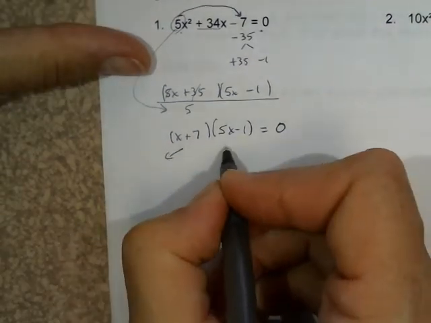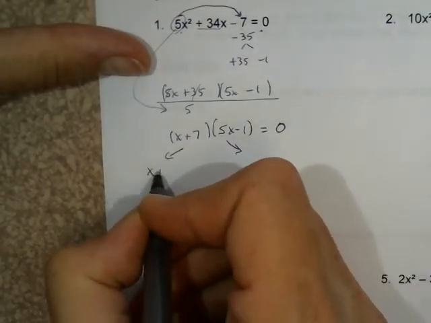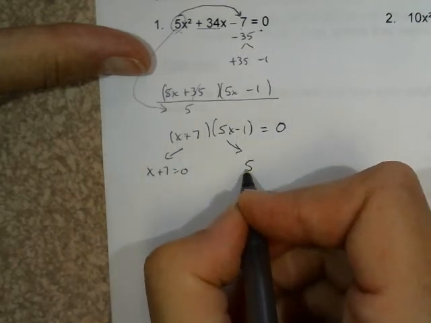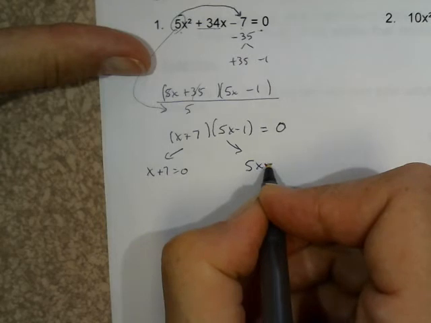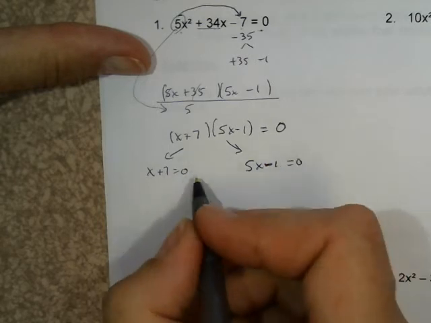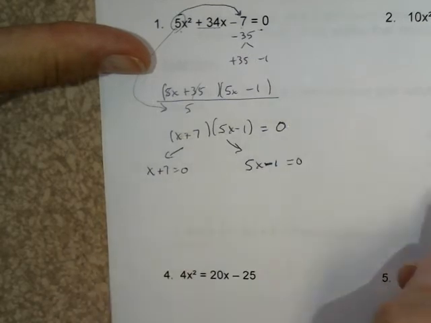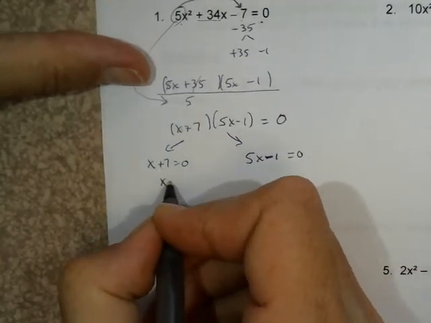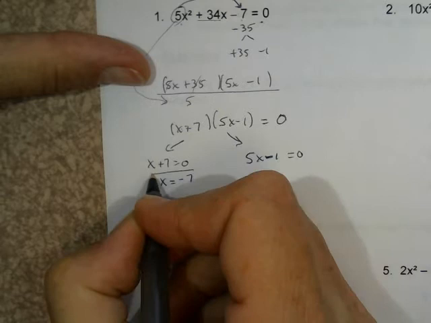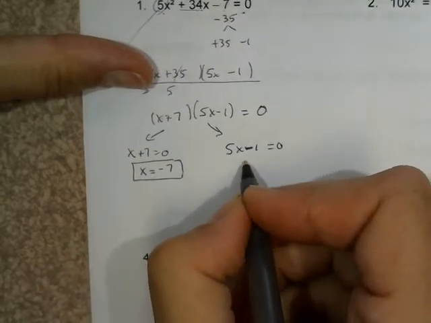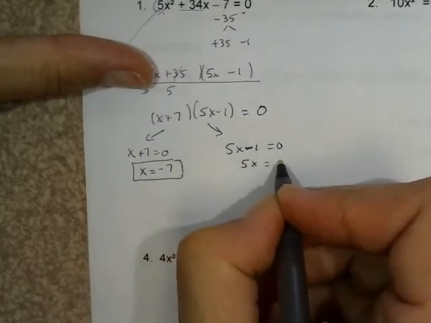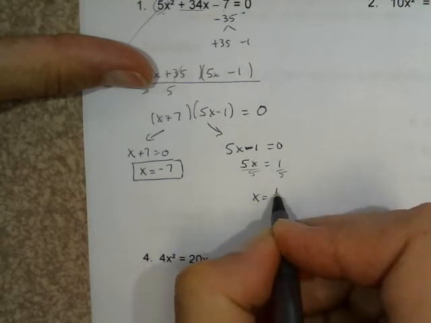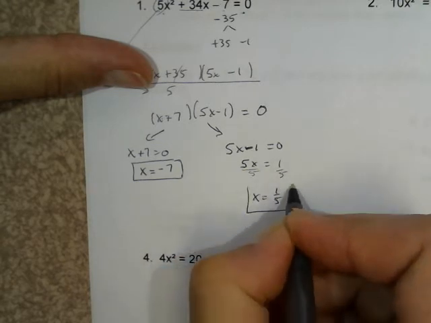That means you set each factor equal to 0. You say x plus 7 equals 0, because 0 times anything is 0. And then you set 5x minus 1 equal to 0, because anything times 0 is 0. Then all you have to do is subtract 7 from each side, so x is equal to negative 7. There's one answer. Add 1 to both sides, you get 5x equals 1. Divide by 5, and x is equal to 1/5. So there are your solutions.